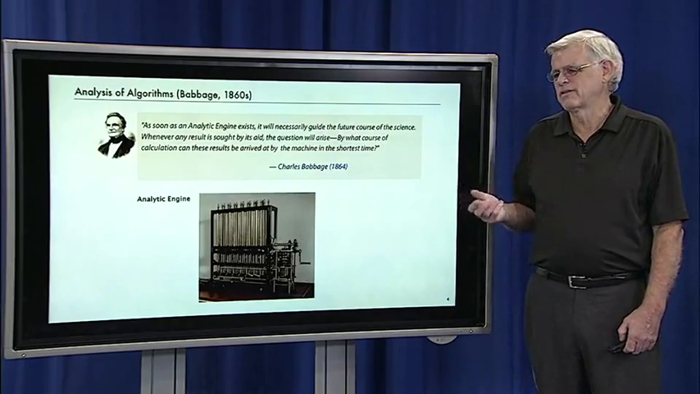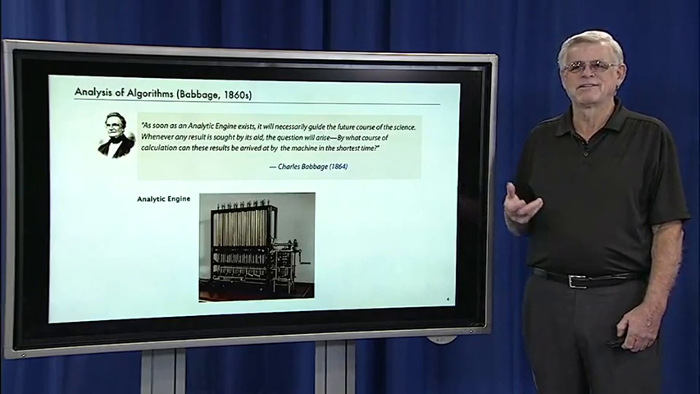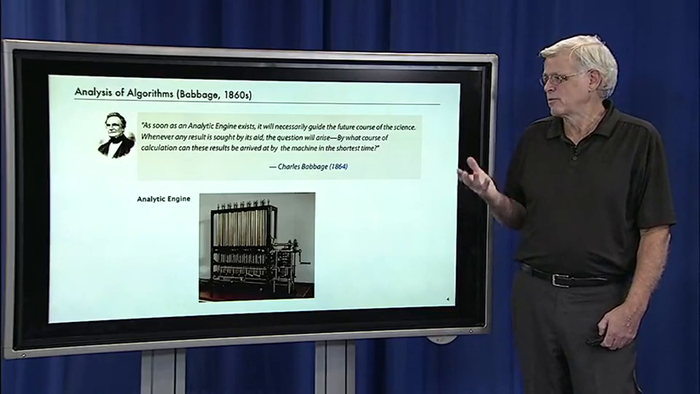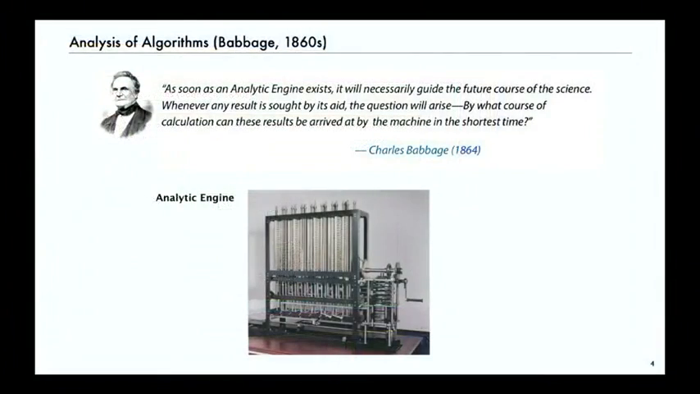In fact, the first computational device is attributed to Babbage. It was a mechanical device. And this quote shows that even Babbage understood that we're going to need to understand something about our methods of computation. As soon as an analytic engine exists, it will necessarily guide the future course of the science. Well, he was right about that. Whenever any result is sought by its aid, the question will arise, by what course of calculation can these results be arrived at by the machine in the shortest time?